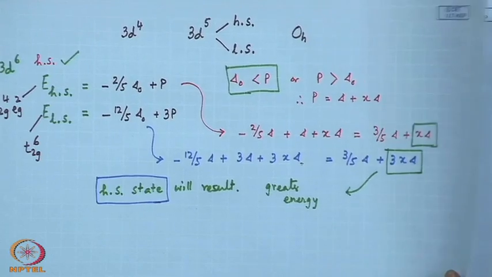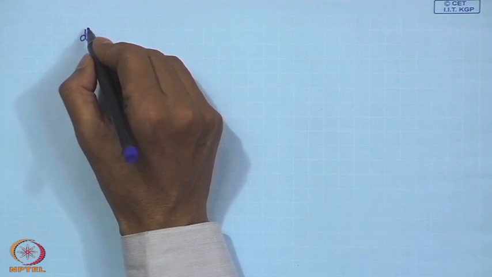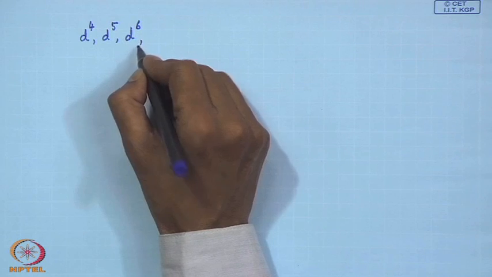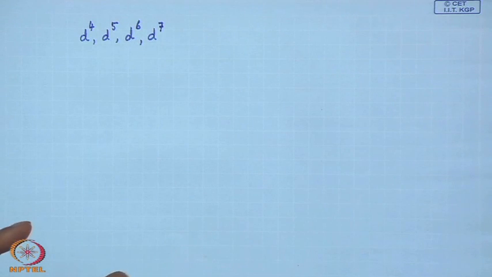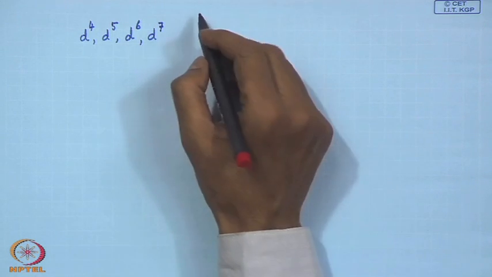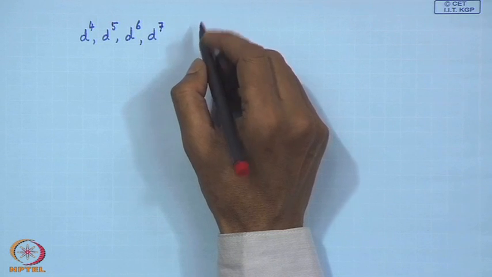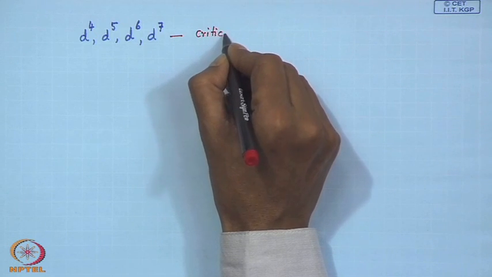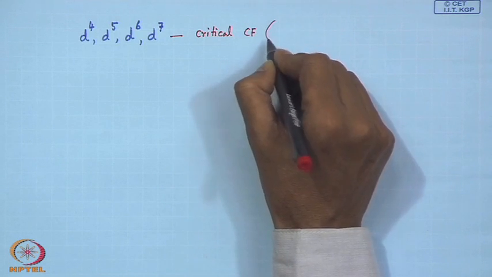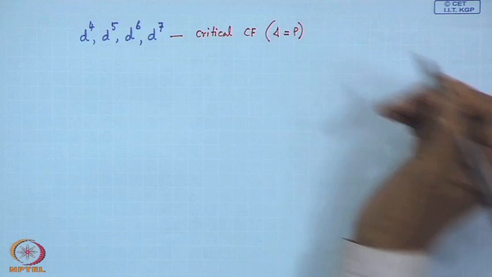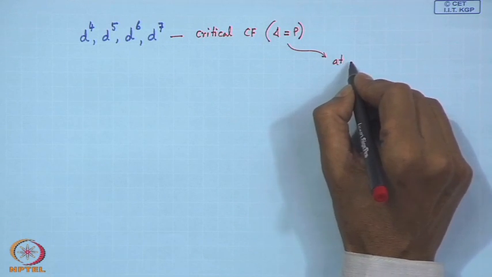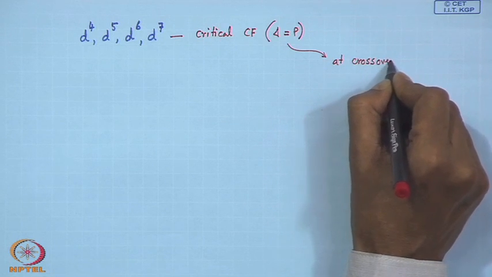Now we will see that situations like these configurations can be for 4d and 5d as well. For d4, d5, d6 and d7, there is always a balance between the crystal field energy and the pairing energy. So, there is a critical crystal field, and at the critical crystal field we find that delta is equal to P. That means this is at somewhere we can consider a crossover region.